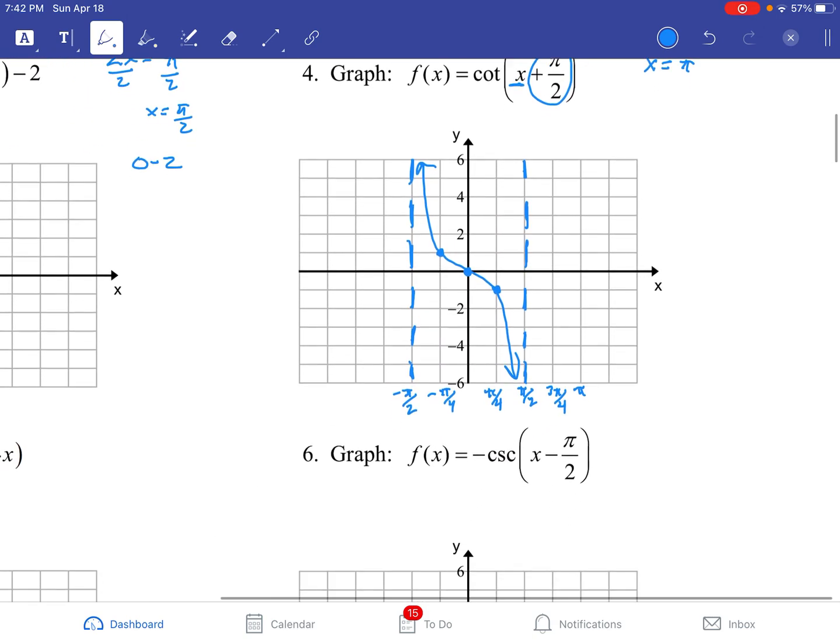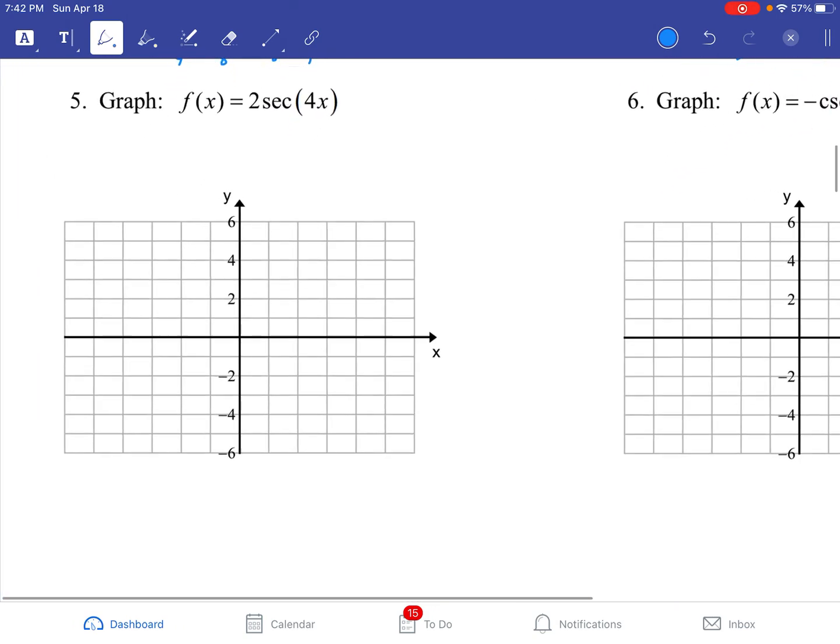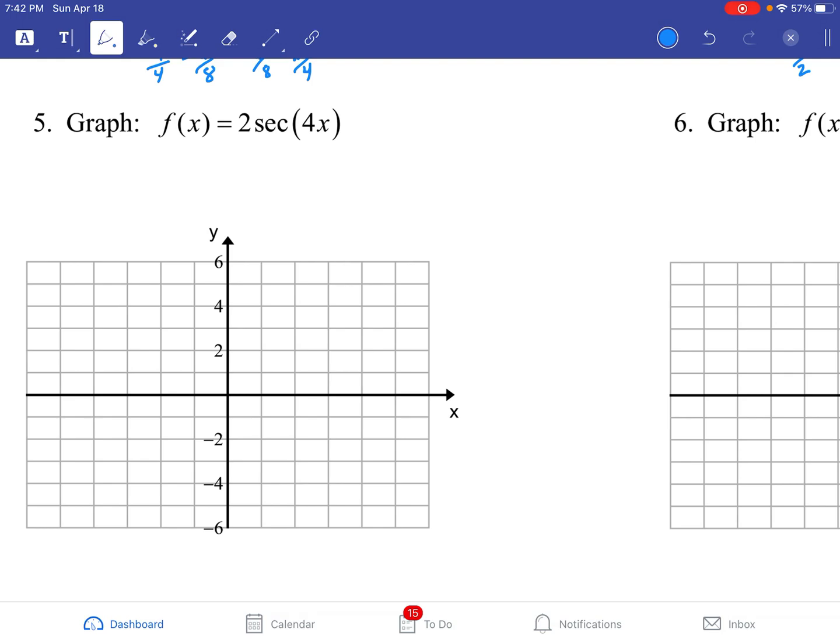Okay. Question 5. Now we do secant. For secant, we're going to graph the cosine function and then graph secant on top of cosine. So step 1, we take our period and intervals. Since our x is being multiplied by 4, we have 4x equals 2 pi. Divide both sides by 4, and we get x is equal to pi over 2.